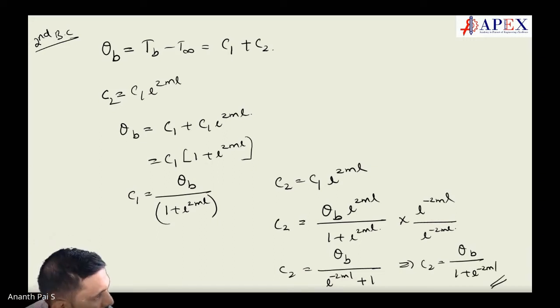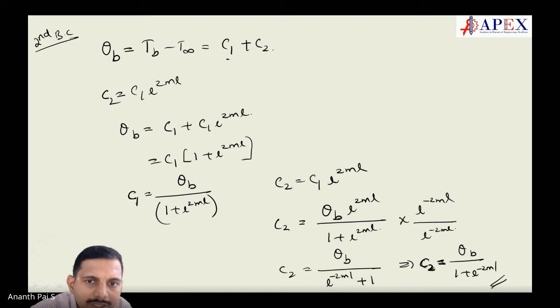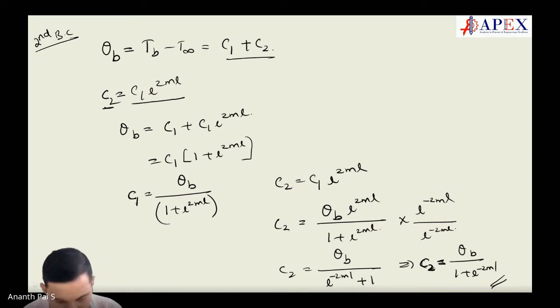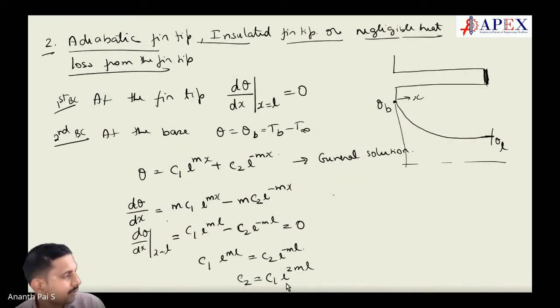Fine. Two things we have got. Make sense? So C1 we have got, C2 we have got. Theta B is C1 plus C2. Agree. There what we did, we wrote C2 is equal to C1 into e power plus 2 ml. How did we get that? From the first boundary condition.